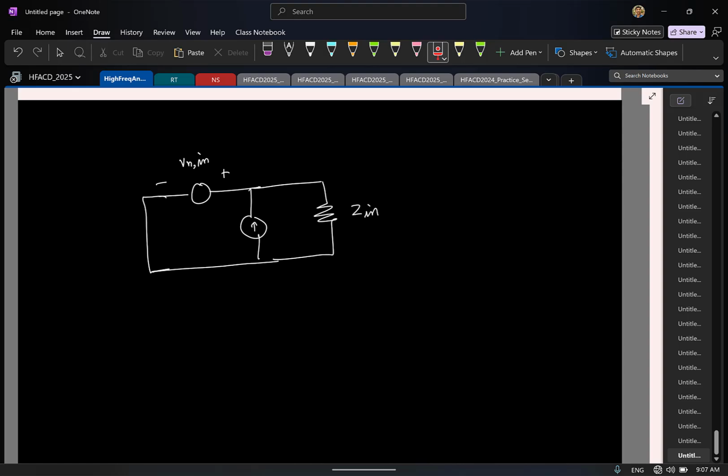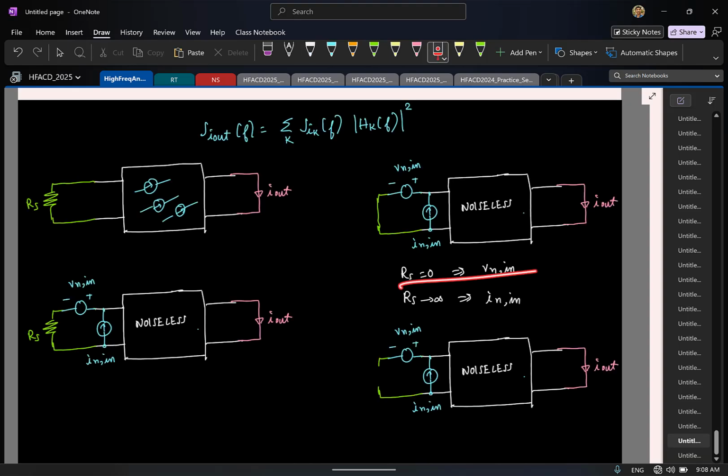I'll do superposition. For example, if I open the current, the entire voltage source appears across the input. No worries. Now if I want to find the contribution due to the noise current, what will I do? I'll short the voltage source. If I short the voltage source, what fraction of the current flows through the input impedance? 0. Correct? So that's why if RS is 0, you have noise only due to the voltage.